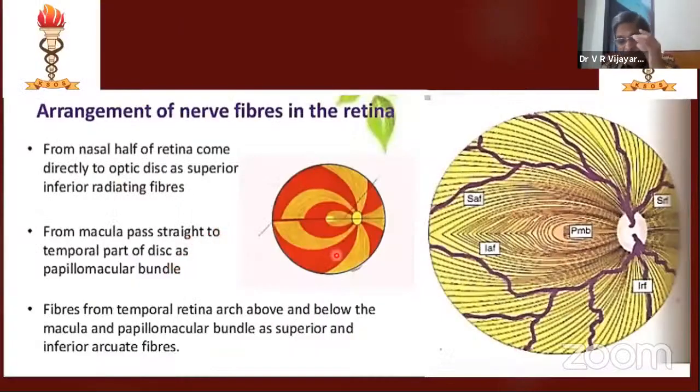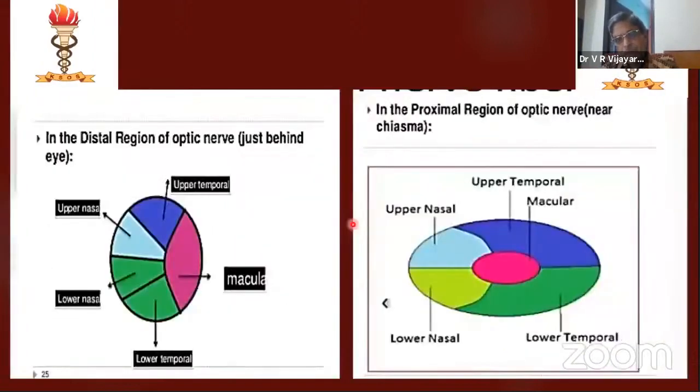See now, when you see the arrangement of fibers in the retina, see now the optic disc. This is the macula, the papillomacular bundle, coming to the temporal aspect. See the arcuate fibers coming and going up in the upper and lower aspect of the optic disc, and the nasal retina coming this way. This is the arrangement of fibers in the optic disc. You are supposed to know this classically, even if you want to understand glaucoma field defects in future.